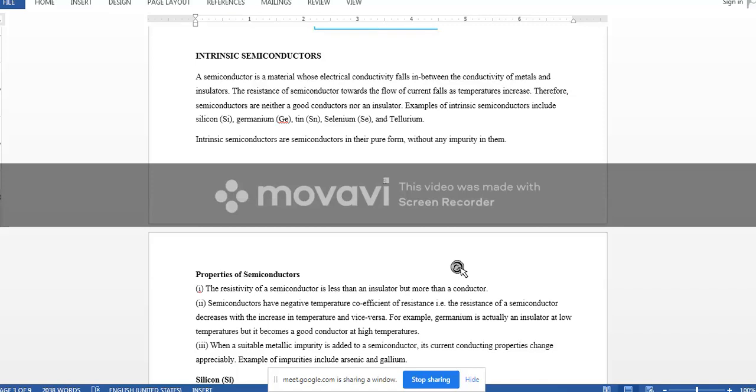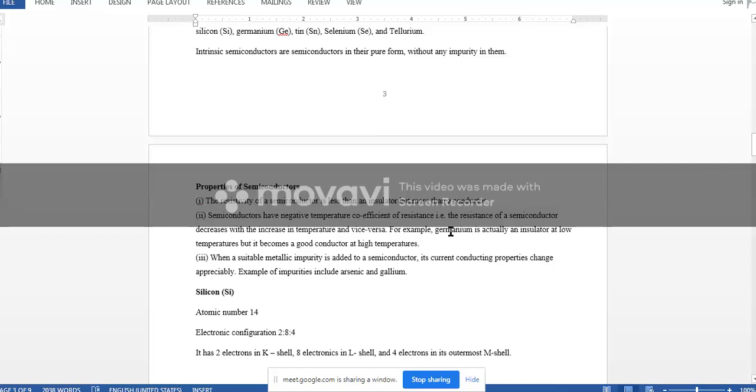The third property is that when a suitable impurity is added to a semiconductor, its current conducting properties change appreciably. Examples of impurities include arsenic and gallium. We are going to look at two examples of intrinsic semiconductors, which include silicon and germanium.